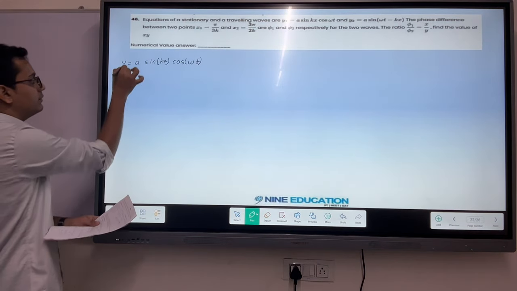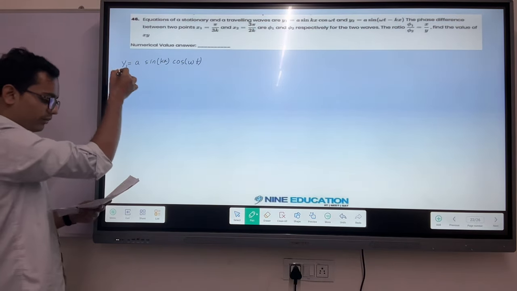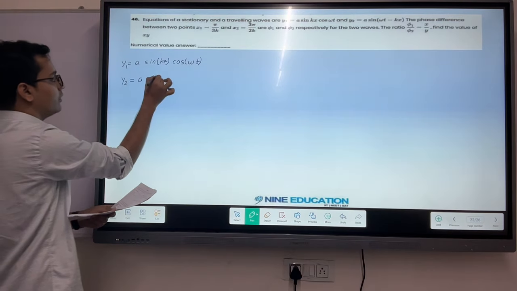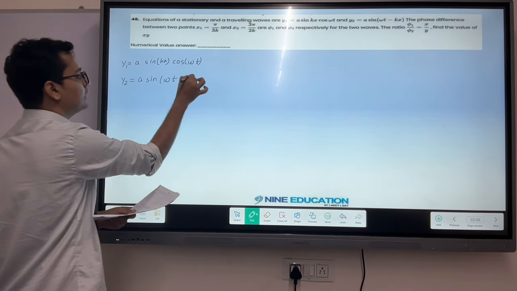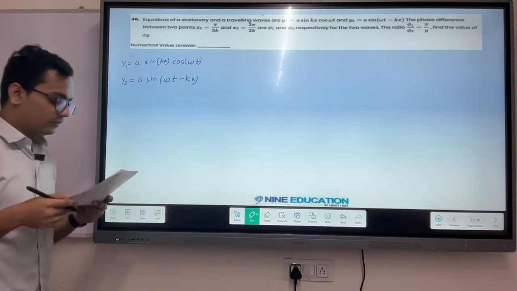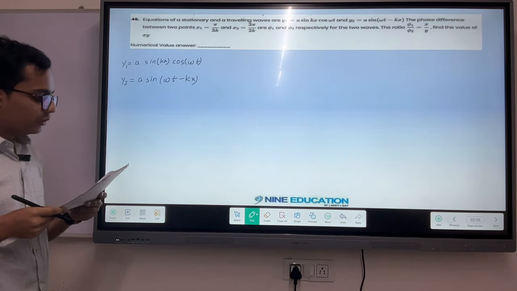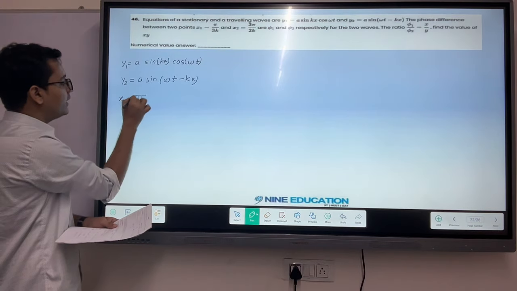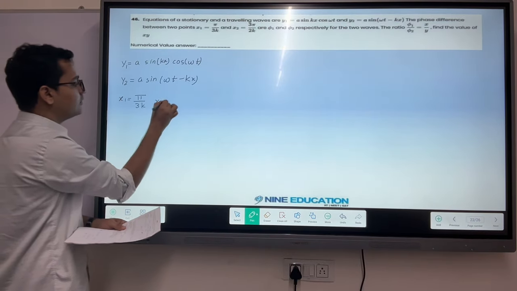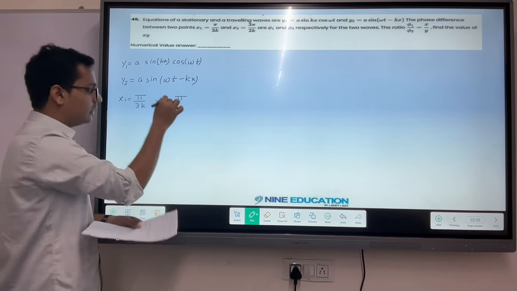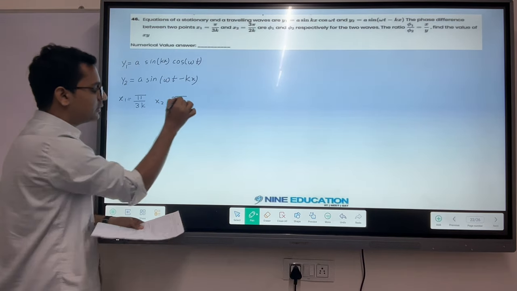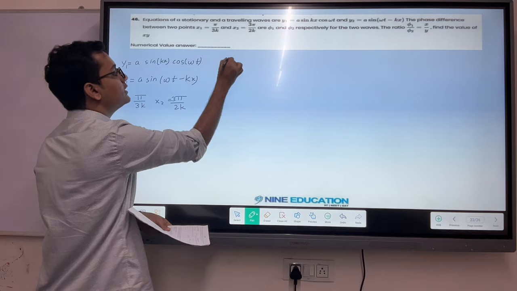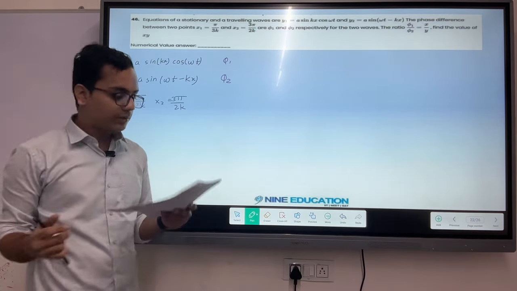This is y1, this is y2, this is a normal wave, a transverse wave, a sin(omega t minus kx). They are saying the phase difference between the 2 points, x1 is equal to pi by 3k and x2 is equal to 3 pi by 2k, is phi 1 and phi 2 in these cases. So this is phi 1, in this case it is phi 2.